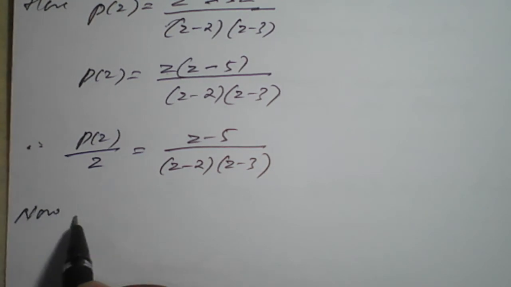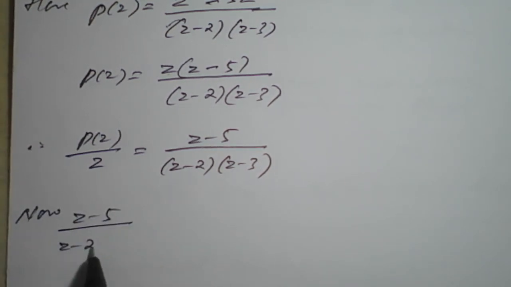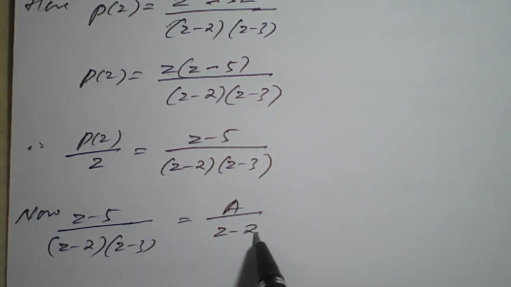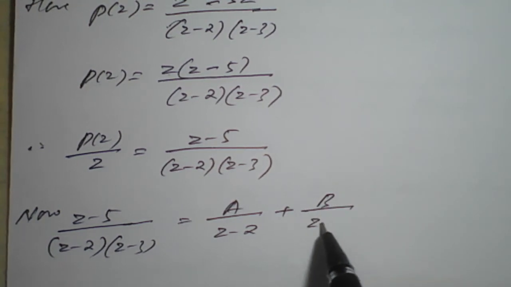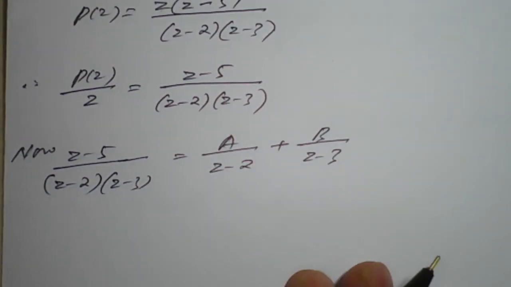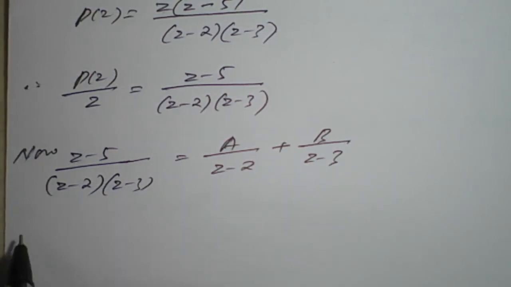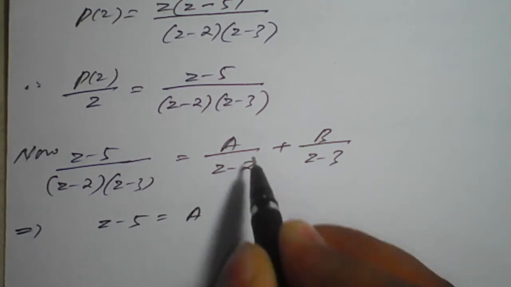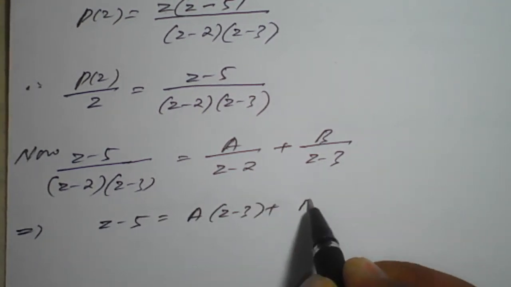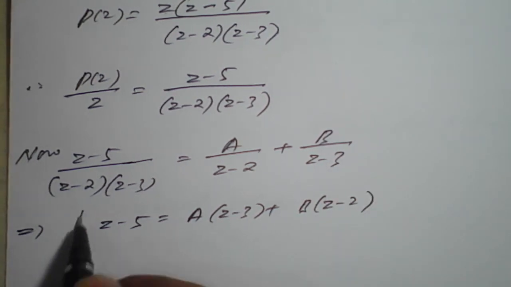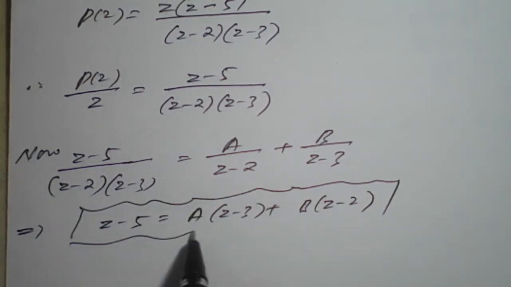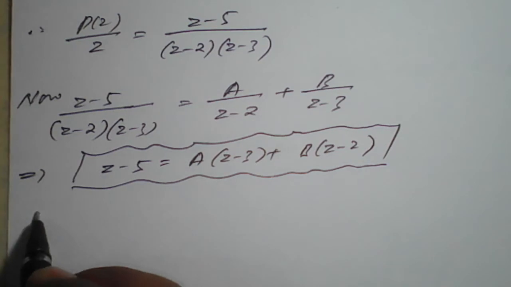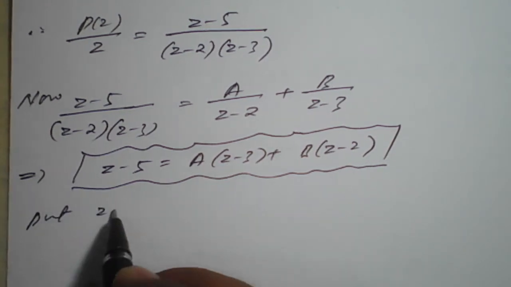Now (z minus 5) divided by (z minus 2)(z minus 3) is equal to A divided by (z minus 2) plus B divided by (z minus 3). On applying partial fraction and simplification, the above situation becomes z minus 5 is equal to A into (z minus 3) plus B into (z minus 2). So we got this equation from the partial fraction, and we need to find the constant values, that is A and B.